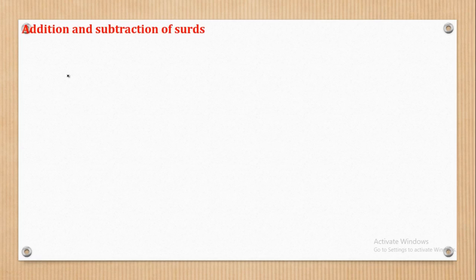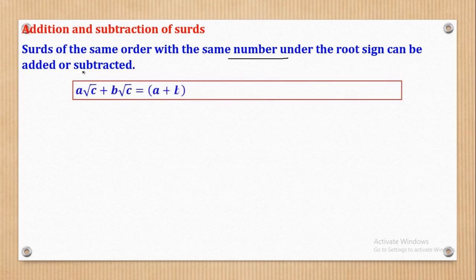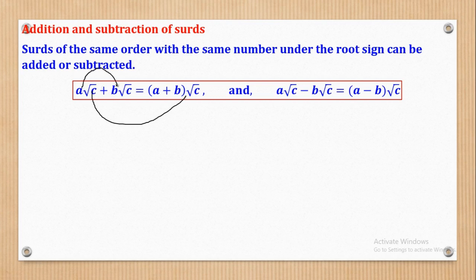So that was division and multiplication. Let's look at addition and subtraction. Surds of the same order with the same number under the square root sign can be added or subtracted. Remember, the condition is that the number under the square root sign must be the same. For example, this is root c and also this is root c. Both have c inside the square root, meaning that they can be added by factorizing out root c, and you remain with a and b, which is here. Similarly, the same applies to subtraction. So it will be a minus b, which is here. Then this common square root will be outside.